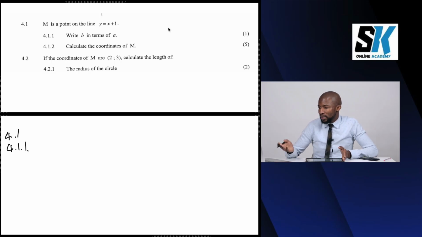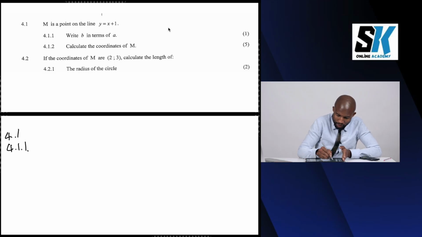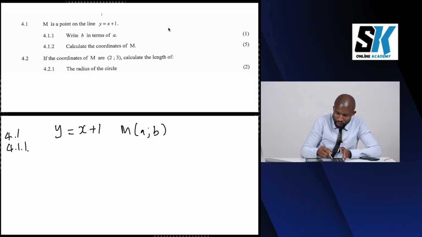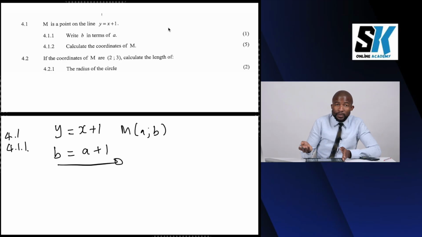When you write B in terms of A, you're going to use that equation. They already told you that M lies on that line, y equals x plus 1, and you must write B in terms of A. You know that B is the y value for M, because M is (A, B). So we substitute B in place of y, then x would be A plus 1. Then here is B in terms of A, as they've said. So B is equal to A plus 1.